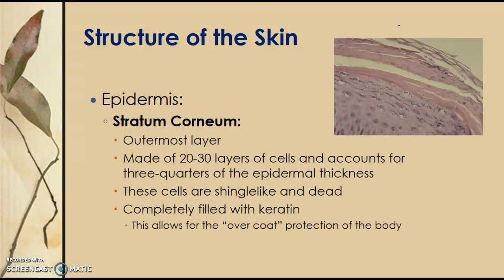And then our very top layer is the stratum corneum, the most superficial layer. It's the layer that you can actually see when looking at your skin. It can be made up of 20 to 30 layers of cells. It's very thick. The cells are shingle-like, so they're really stratified squamous to the max, and they are completely filled with keratin. This is what gives the body the kind of overcoat. This is your protection aspect of the epidermis: really thick, dead, strong cells.